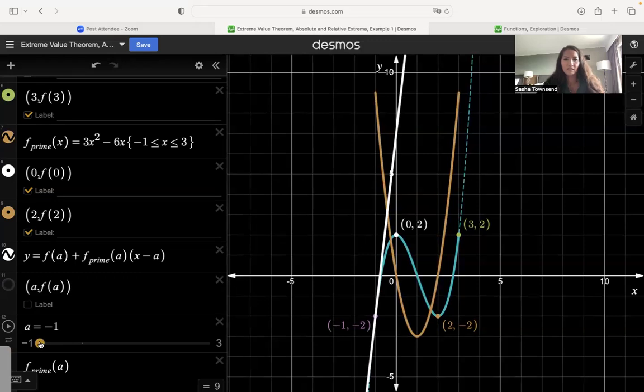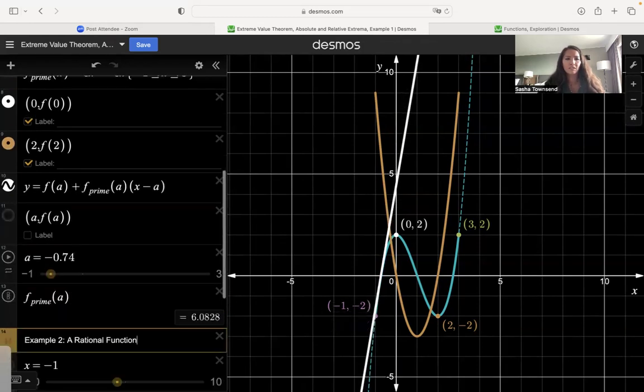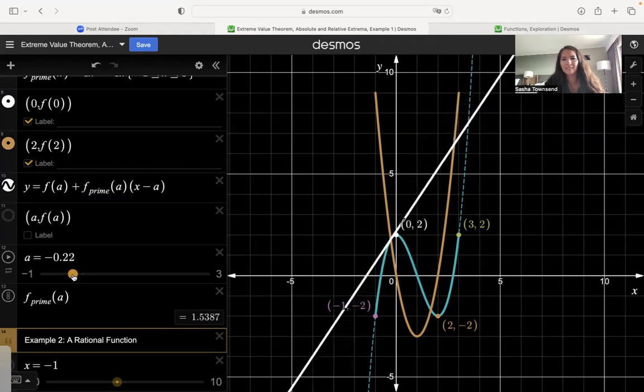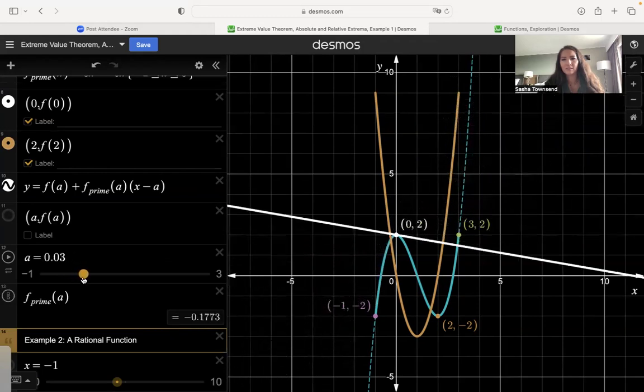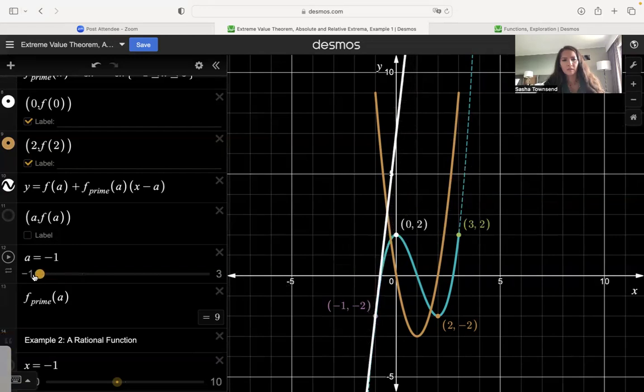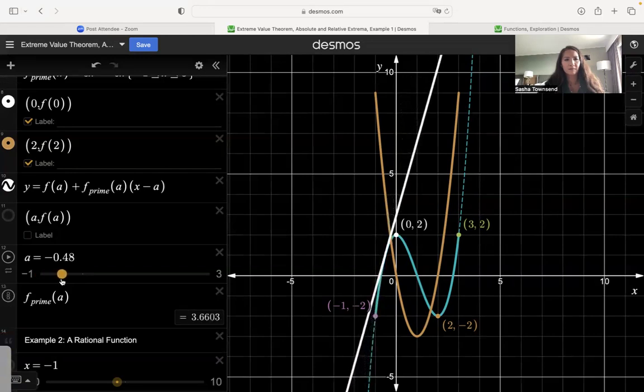But then as we let a increase, as a goes from -1 to 0, notice that the slope is decreasing. And you can actually watch that slope change right here on the left-hand side of the screen. As our a value gets closer and closer to 0, that slope is still positive, but it's getting less and less positive. So the slope is decreasing until it gets to 0 when you're at 0. All of these slopes are positive, and they go from 9 to 0, but they get less and less steep as you go from x equals -1 to x equals 0.